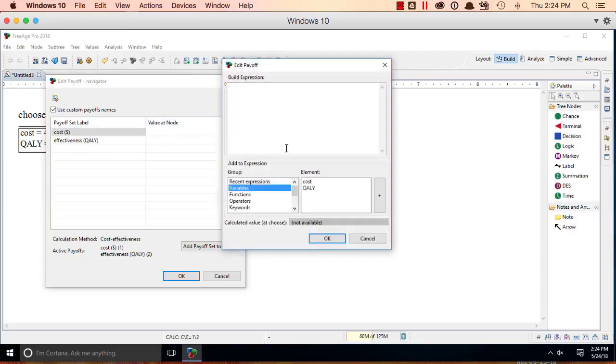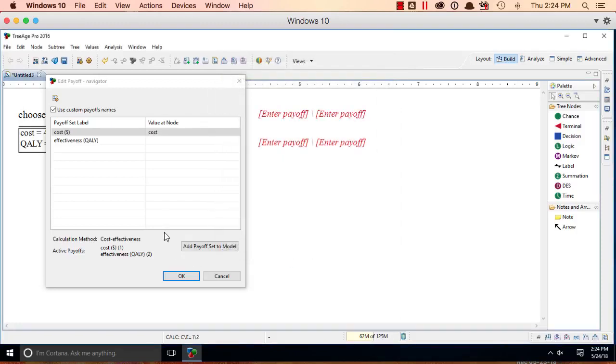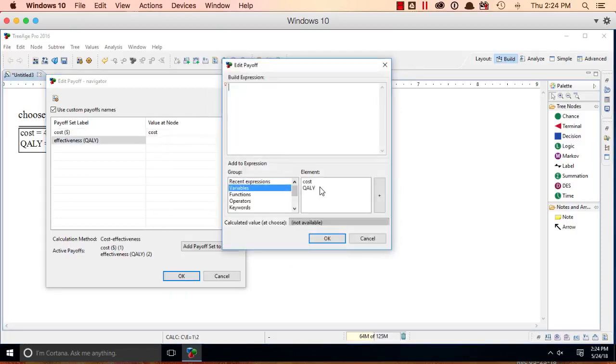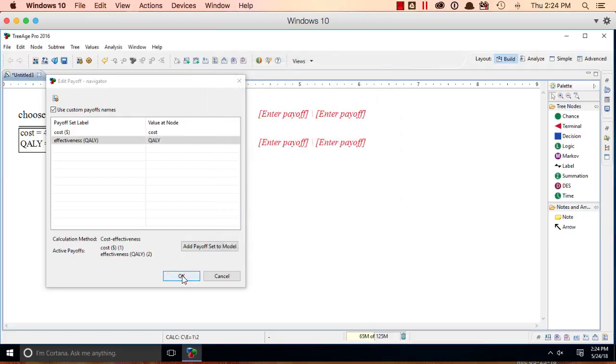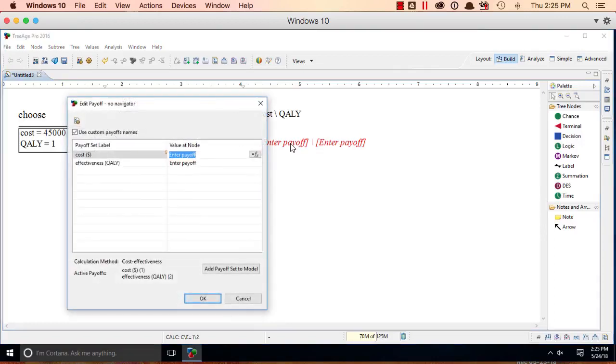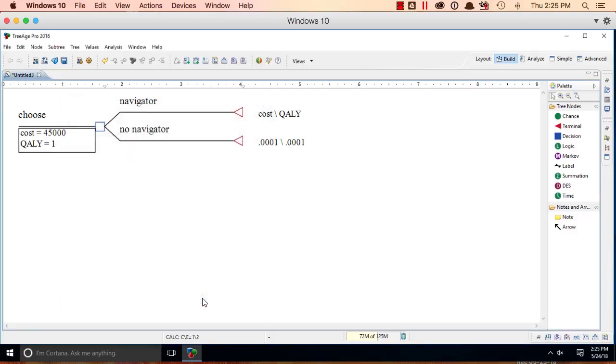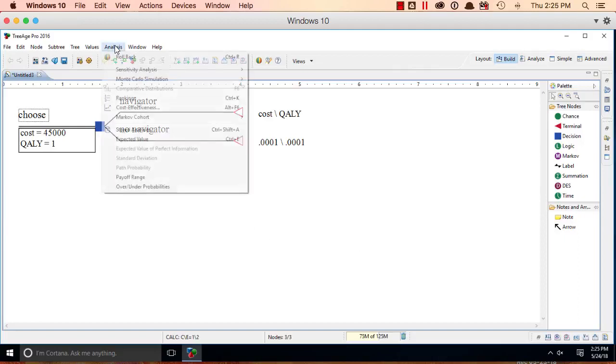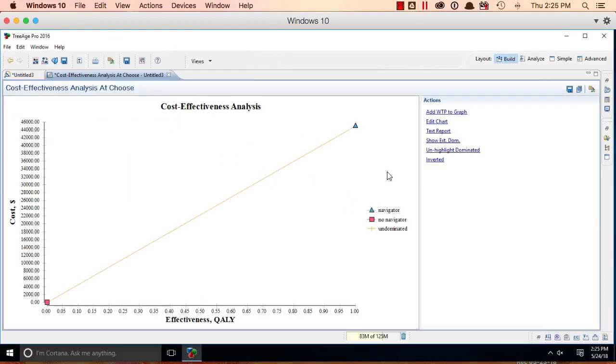By building out this tree, we're just going to evaluate the cost effectiveness of patient navigation when the cost for the patient navigation program is equal to $45,000 and the patient navigation is associated with one additional quality adjusted life year. So one quality adjusted life year is the utility gain from spending that money on patient navigation. You put the cost and the effectiveness here. No navigator is like a placebo, minimal cost, minimal quality. You pay nothing, you get nothing.